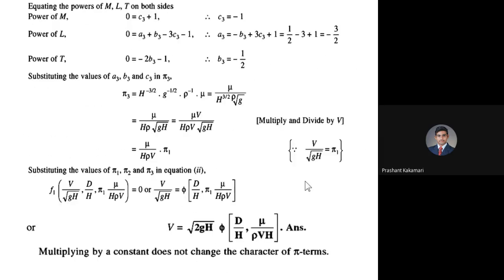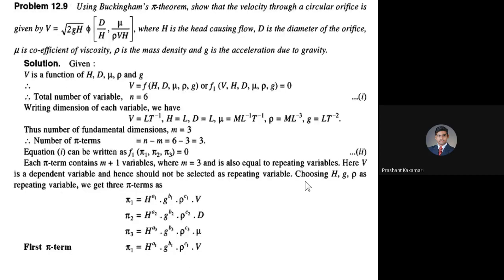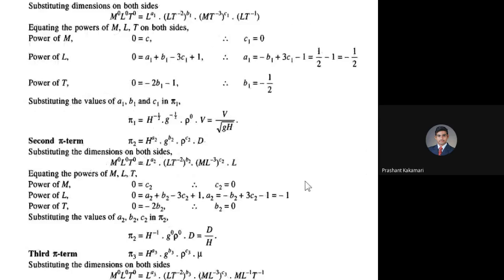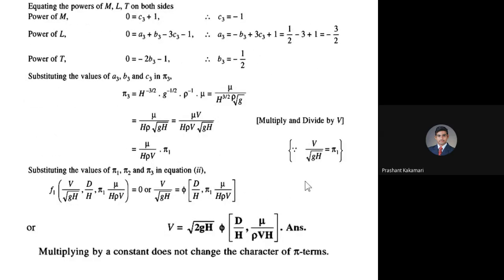So they have taken V on the left hand side: V by square root of GH equals a function of D by H. Again you can take the pi 1 term there, pi 1 into mu by rho VH. But what we need to show is that, if you want the actual value for V, you can multiply with pi 1. In the problem they are asking whether it is dependent like this or not, which we need to prove. So it is dependent like that: D by H, and also mu by rho VH. Pi 1 is kept as it is, because we don't want that term in the substitution.